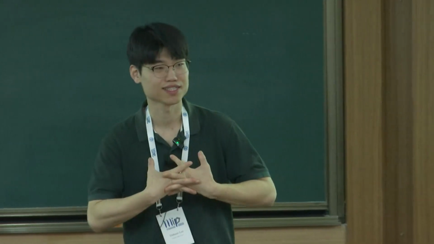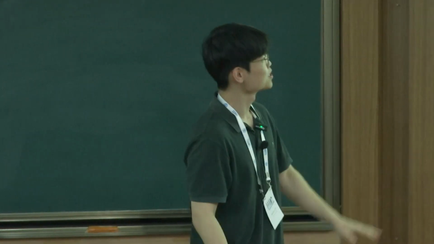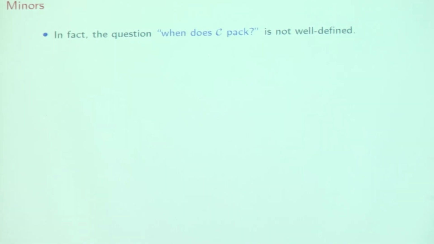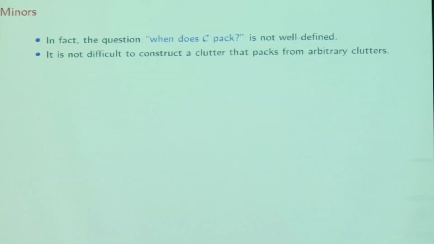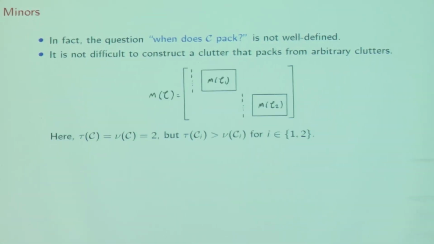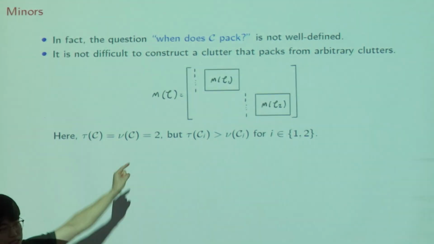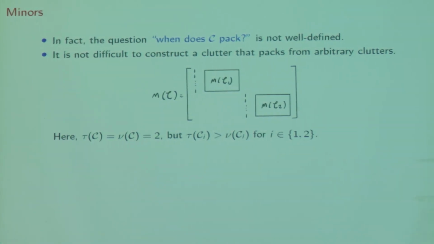But let me tell you the following. This question of when a clutter packs may not be well defined. Let me give you an example. I have two arbitrary clutters C1 and C2, and I can embed these two arbitrary clutters in a way that the resulting clutter packs.